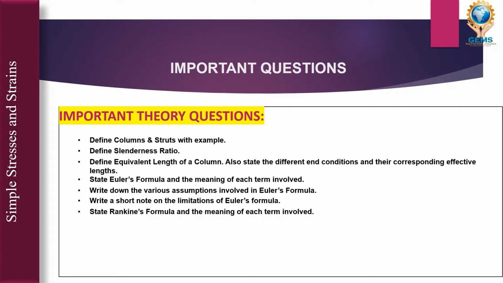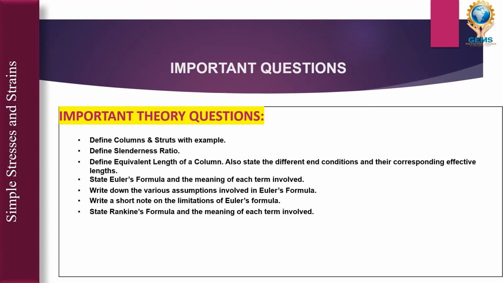If we see the important questions throughout our unit 1, especially from the lectures we have seen in the past 1 week, the first is define columns and state with example. They will ask this in the university question. Then they will ask define slenderness ratio, define equivalent length of column, and also state the different end conditions and their corresponding effective lengths. These are the questions I have selected from the question bank, and mostly they repeat these types of questions again and again. That's why you have to keep these questions always in your mind.